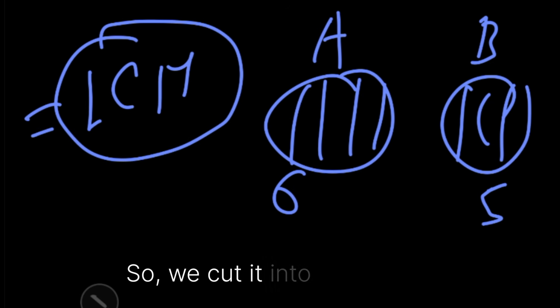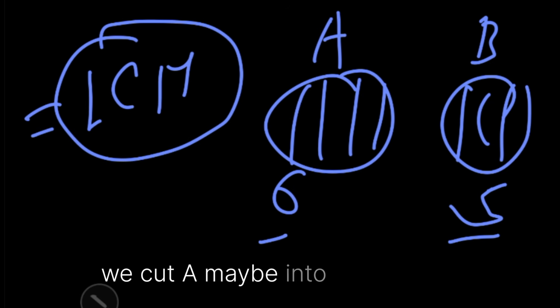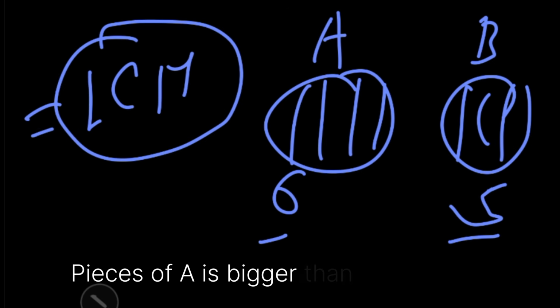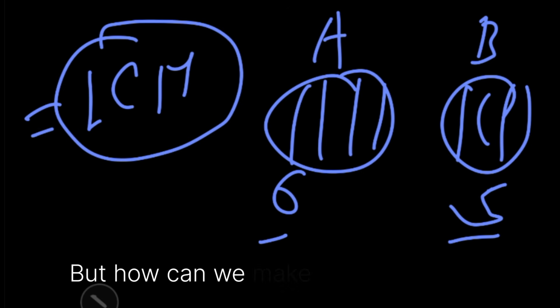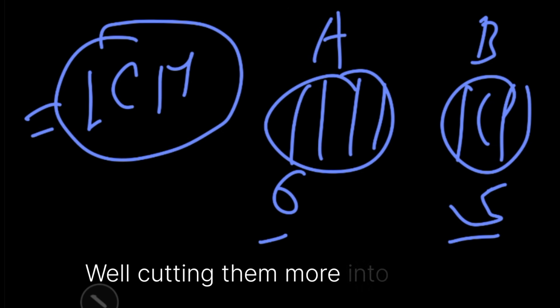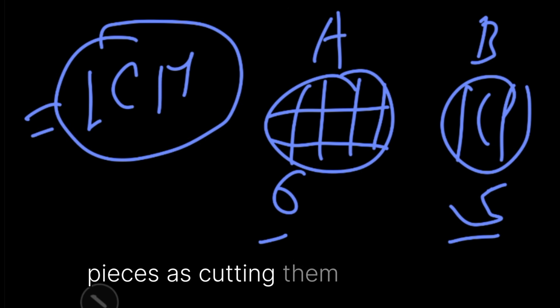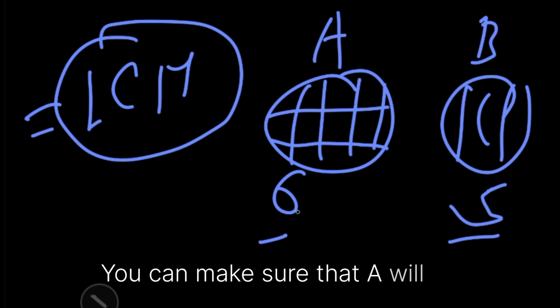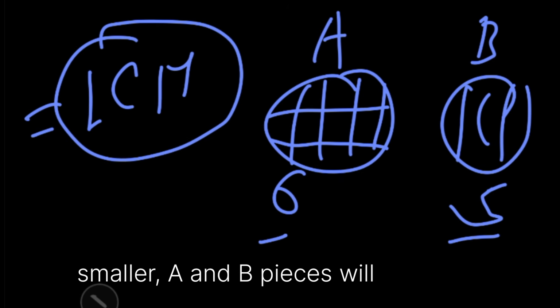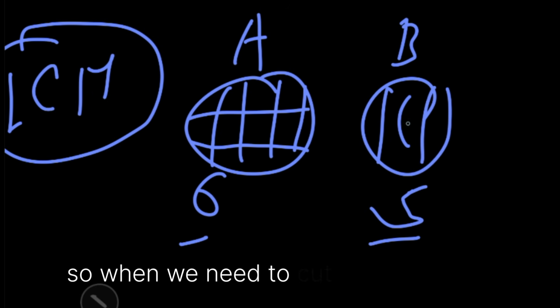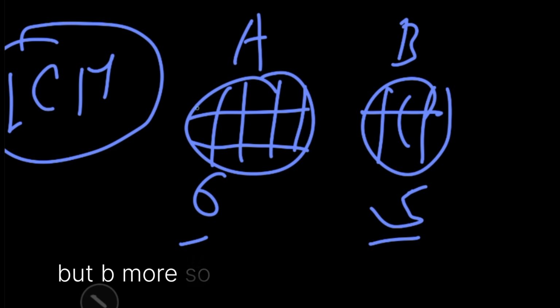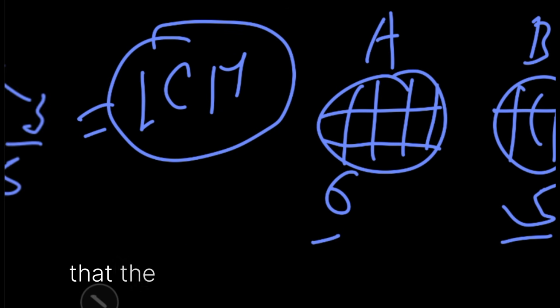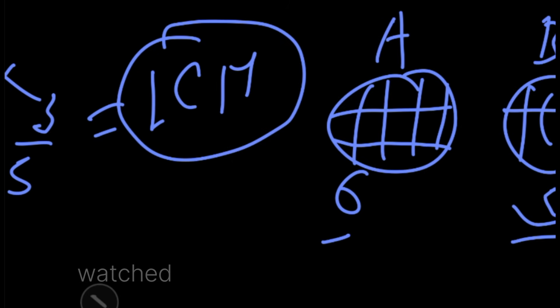So we cut B into 6 pieces, and we cut A maybe into 5 pieces. The pieces of A are bigger than the pieces of B. But how can we make sure that all the pieces are equal? Well, by cutting them into smaller pieces. Both of them will be smaller, and it will make sure that A and B pieces are equal. So we need to cut A a little bit less, but B more, to make sure that the amount is equal.